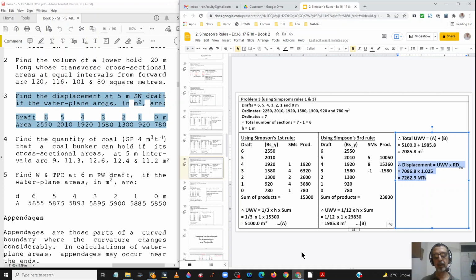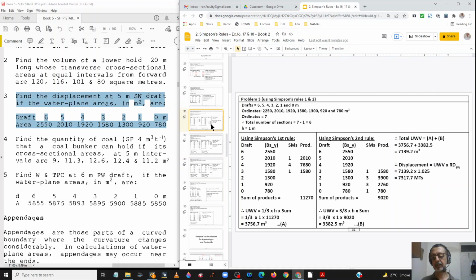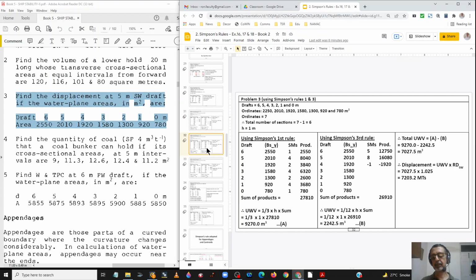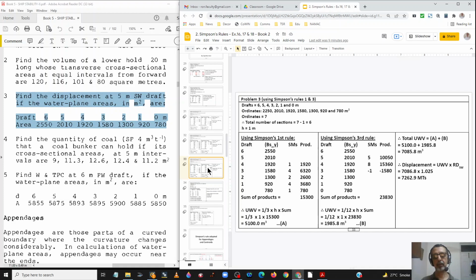Now you will wonder which of the three answers is correct. In the first instance, it was 7,317.7 metric tons. Second instance, 7,203.2 metric tons. And in the third instance, it was 7,262.9 metric tons. Don't worry about this. This is just for academic value, just to solve the problems. If you use any of the methods that I have shown over here, your answers will be marked correct.